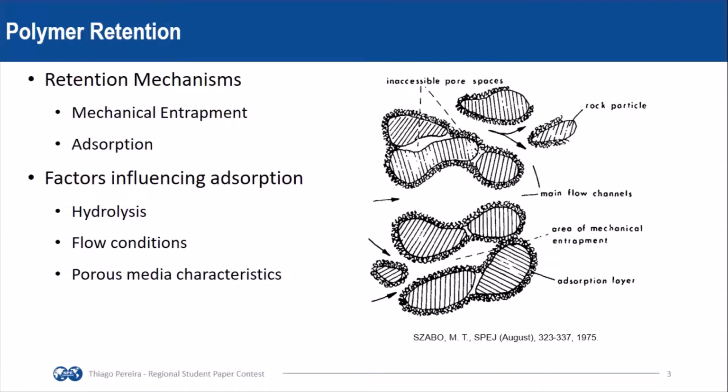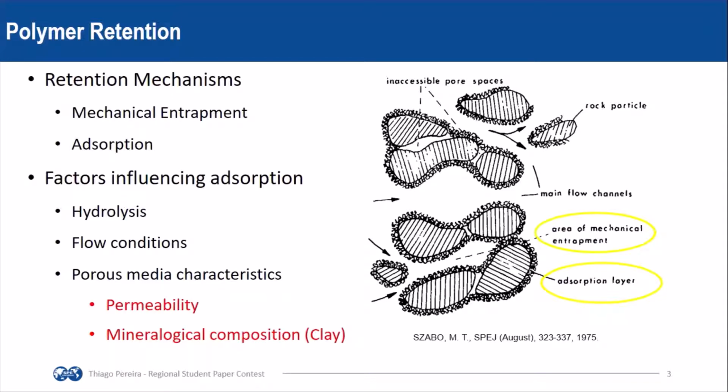There are two main types of polymer retention mechanisms, mechanical entrapment and adsorption. Both of them are illustrated in this figure. Mechanical entrapment occurs when large polymer molecules get trapped in narrow pore throats, and polymer adsorption is caused by the interaction between polymer molecules and the porous media walls. It depends on many factors such as the degree of hydrolysis, flow conditions, and the characteristics of the porous media, like permeability and the mineralogical composition. And in this case, the presence of clay in the porous media increases the amount of polymer adsorbed.